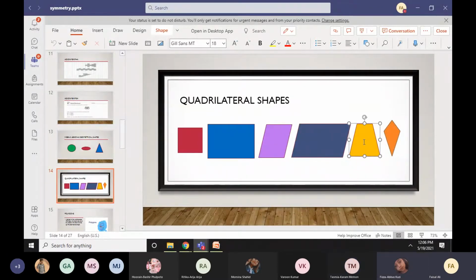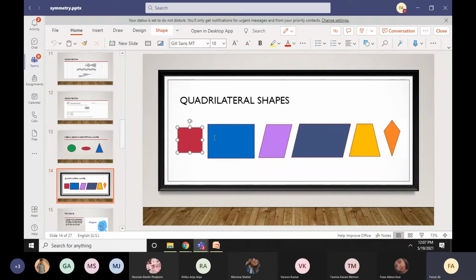Okay, what about this orange shape? Sir, I can't hear your voice. Okay, beta. What is the name of this orange shape? This is trapezium. Okay, the last shape is called kite. This is the kite shape.